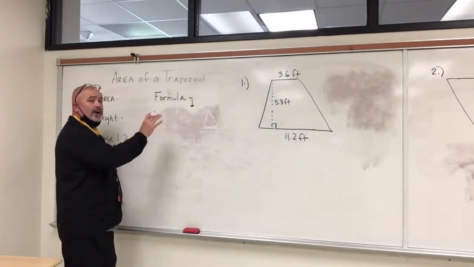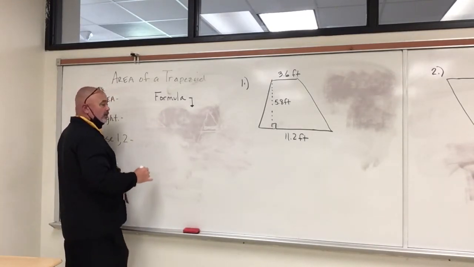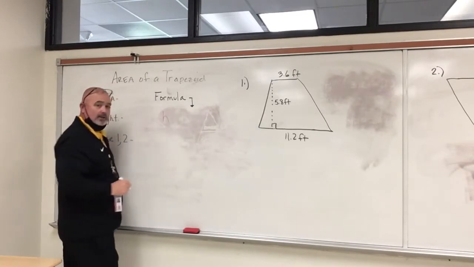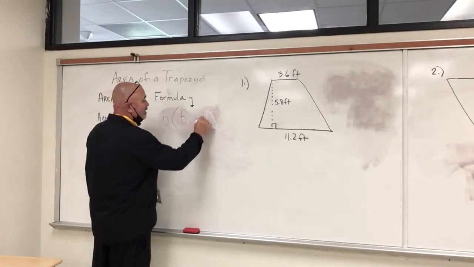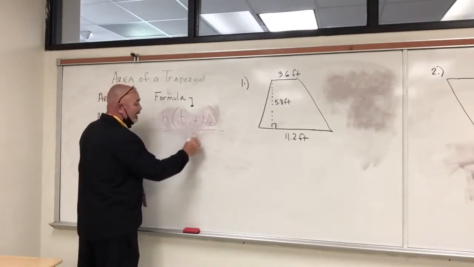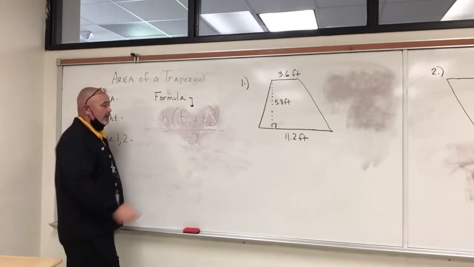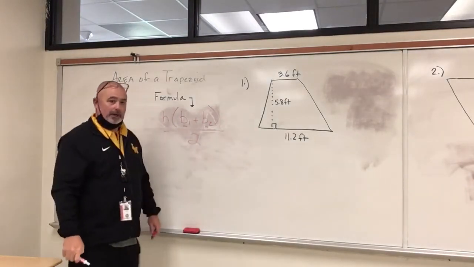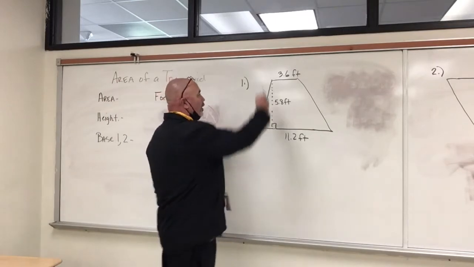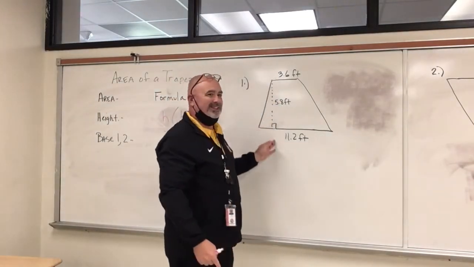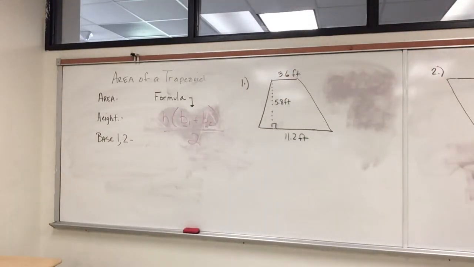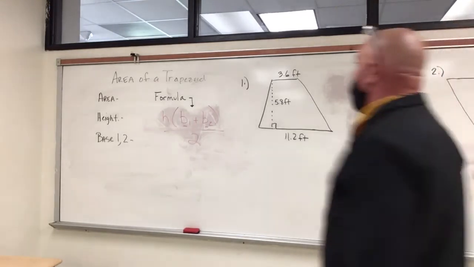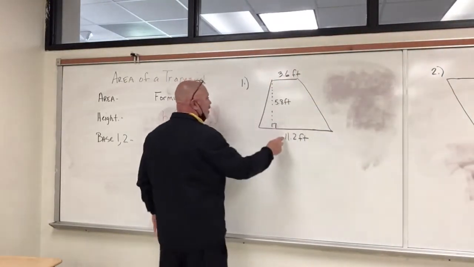The formula to find the area of a trapezoid is this. You're going to take the height of the object, and you're going to multiply it times base 1 plus base 2, and you're going to divide that by 2. Now, let's talk about base 1, base 2 here for a minute. Let's look at this example. Which one of these is base 1 and which one of these is base 2? I've been teaching 29 years, and you'd be surprised how many people get it wrong or have trouble because they can't figure out which one of these is base 1 and base 2.